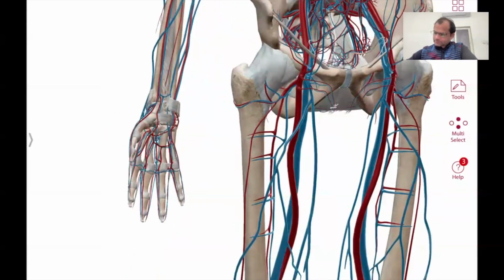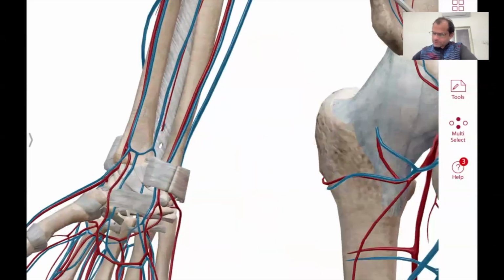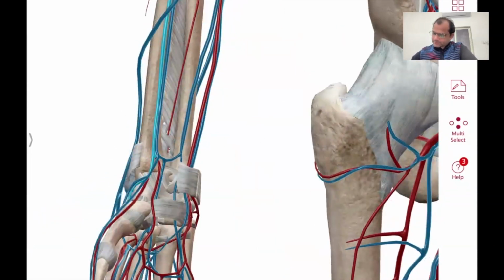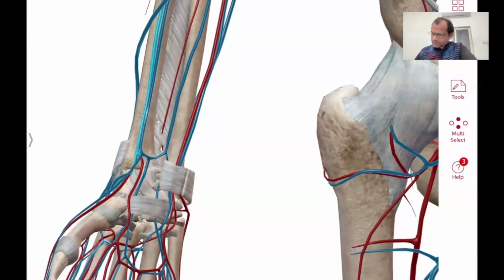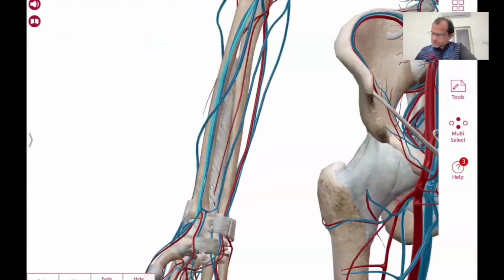So I would like to bring focus. One minute. So I would like to show you the location of radial artery. हम radial artery की एक बार location देख लेते हैं. So we can see here in the wrist area, we can see this red one. ये हमारी radial artery है. This one. We can see this is the radial artery.